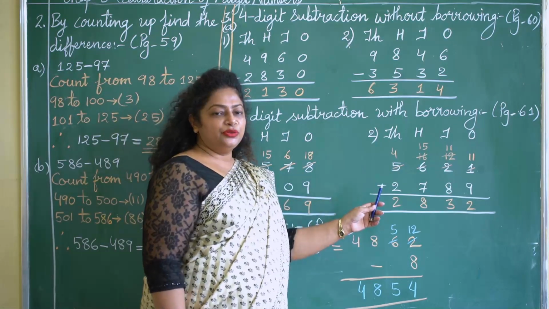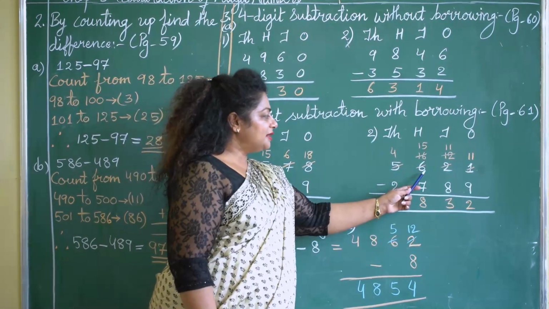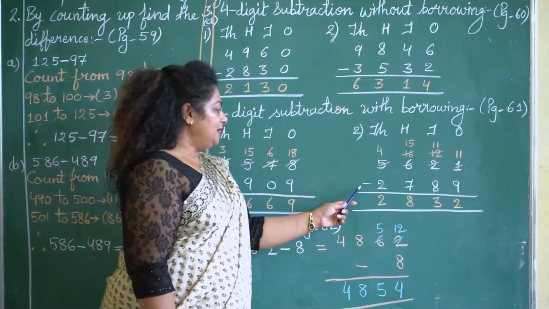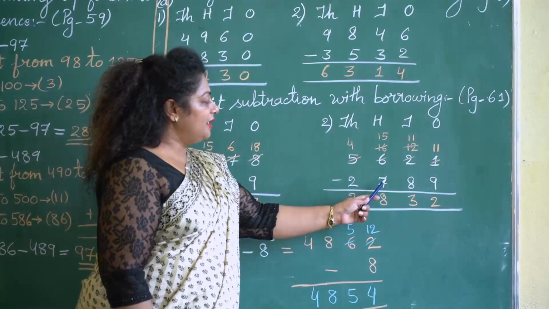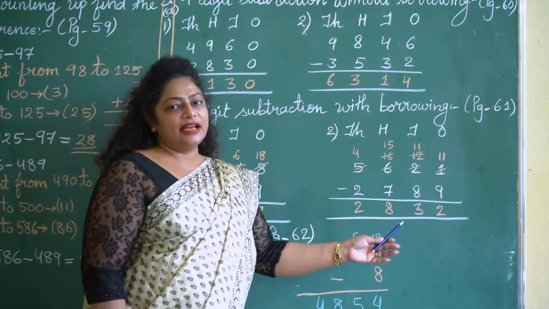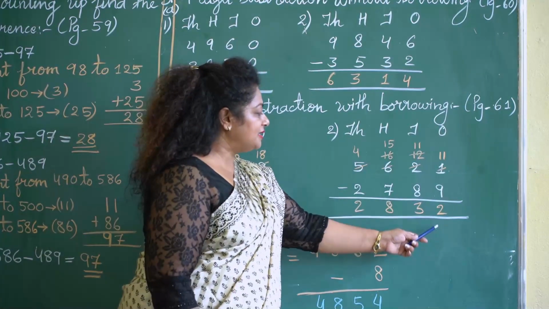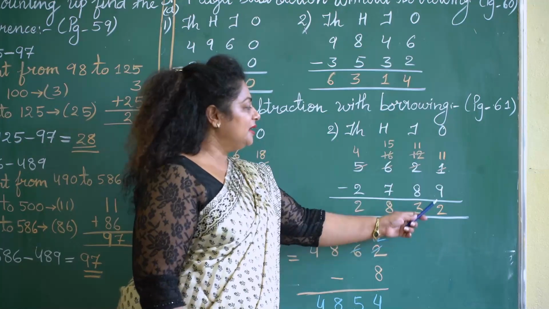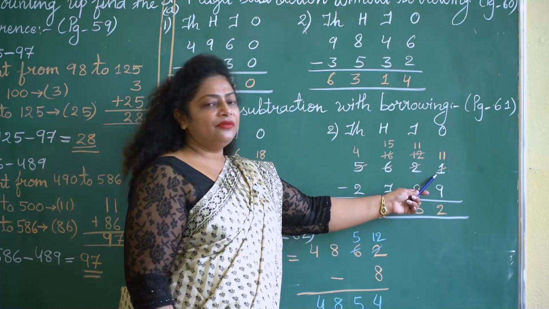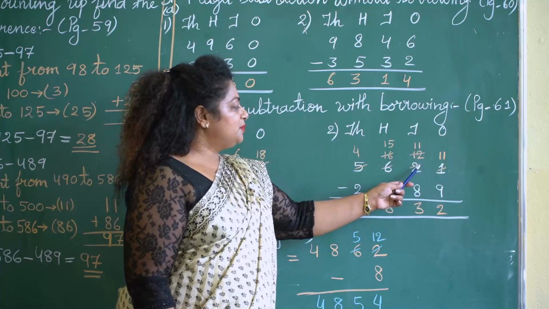The number given to you is 5621 minus 2789. Again, as I told you, we have to start subtracting from the ones place. The number 1, can you see children, the number 1 is smaller than 9. So let us borrow from this number.